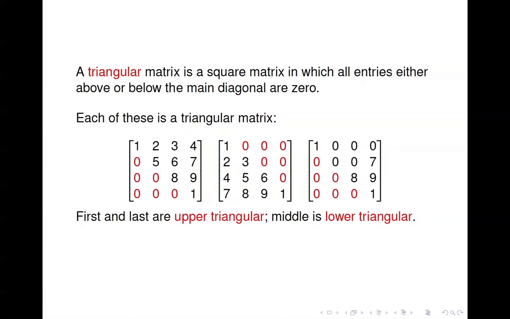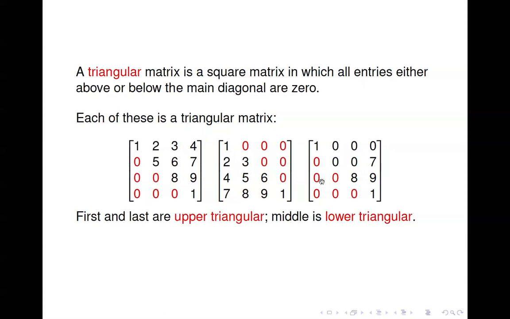I've highlighted the zeros in red just to make it clear. The first one here has all zeros below the main diagonal, so we say that this matrix is upper triangular. So all the interesting stuff is in the upper part of the matrix. This next one, the middle one, is lower triangular because all the interesting stuff is in the lower part of the matrix. Everything above the diagonal is zeros.